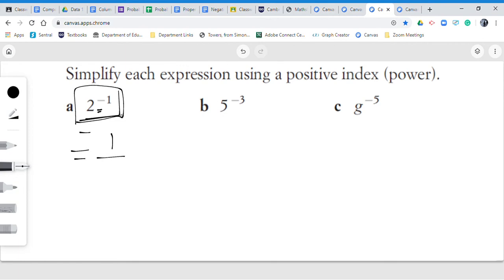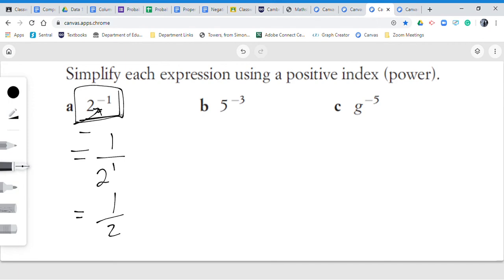That takes care of the negative part of this. So that takes care of the negative. I then rewrite it as 2 to the power of 1. And really, 2 to the power of 1 is just 2. So that is 1/2. Try the next one out.